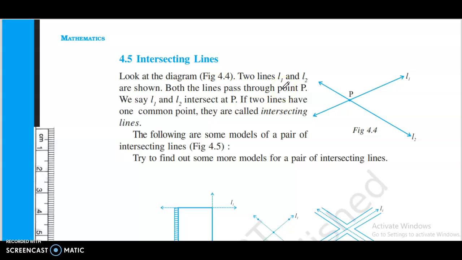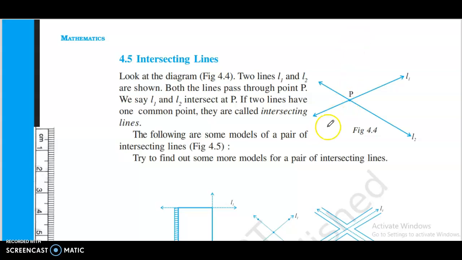Intersecting lines. Look at diagram 4.4. Two lines L1 and L2 are shown. Both the lines pass through the point P. They are called intersecting lines. We say L1 and L2 intersect at P. If two lines have one common point, they are called intersecting lines.